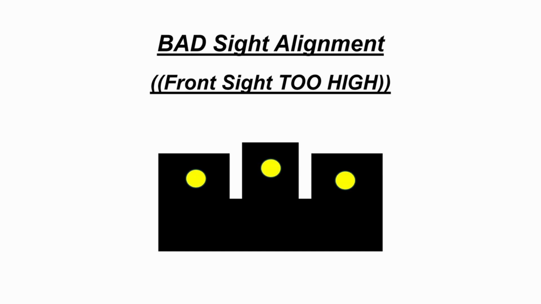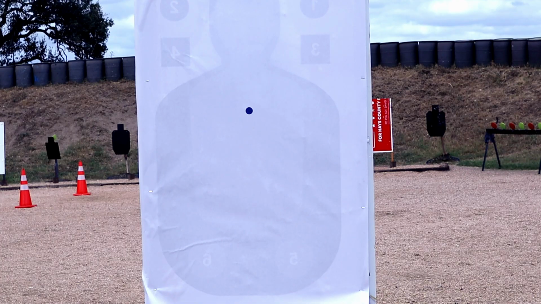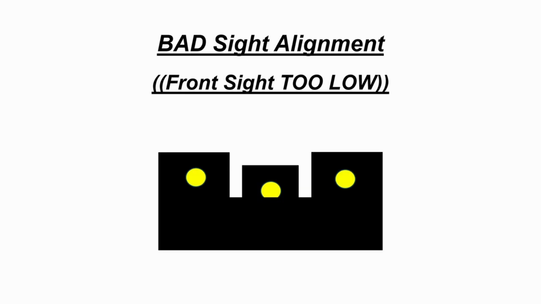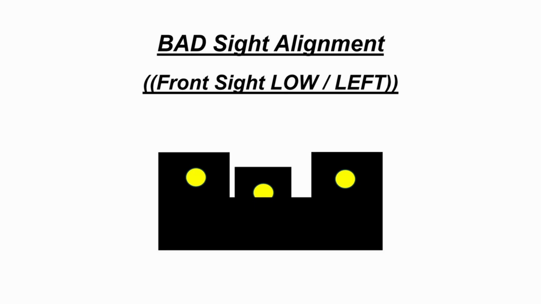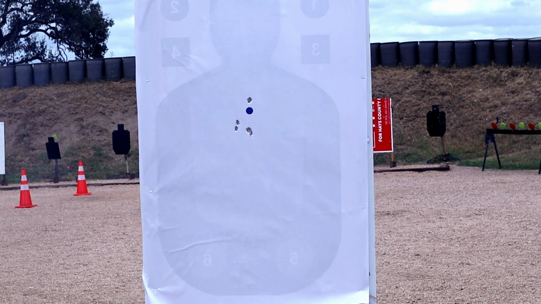Any errors with your front sight alignment will coincide with the point of impact of your round, meaning that if the front sight is just a little bit elevated, a little bit too high within that rear sight notch, then your round is going to impact a little bit high. Conversely, if the front sight is dipped a little bit too low in the rear sight notch, then the round will impact a little bit low. If it is low and left, then your round will impact low and left.